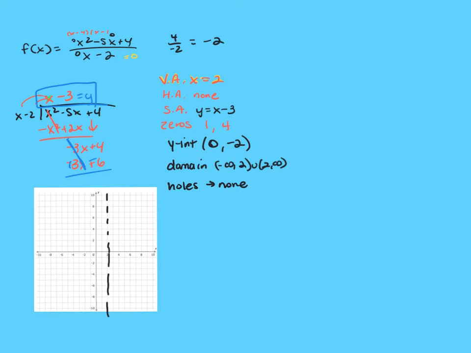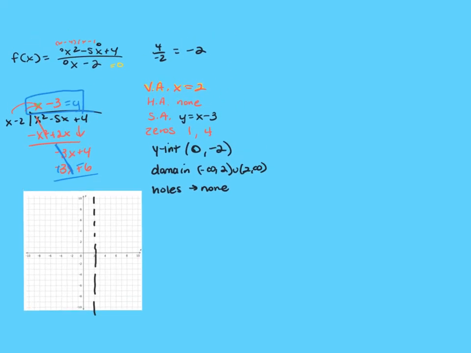Slant asymptote. Holes only happen when you simplify it down, like when it's able to be factored. So if I had started with this, then this would have been x - 4, x - 1. And then the minus, these cancel. So I'm graphing a line now.